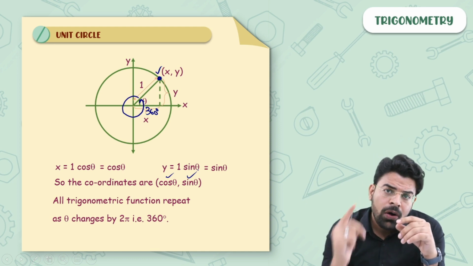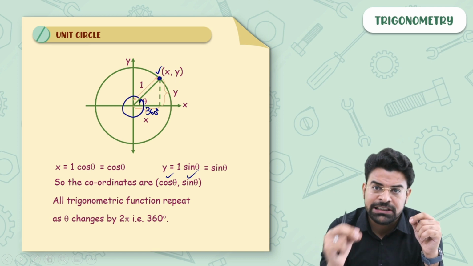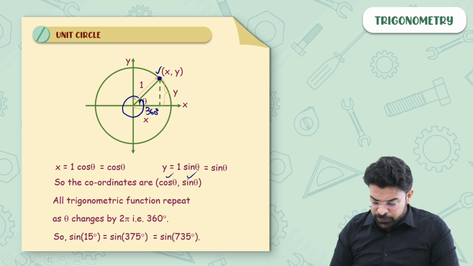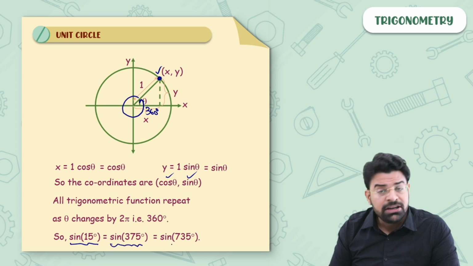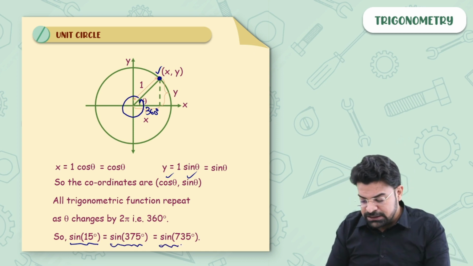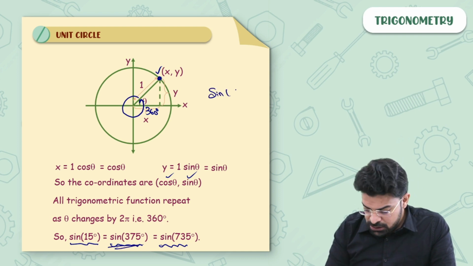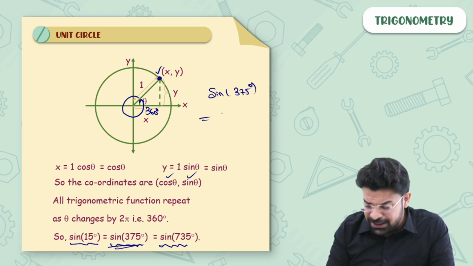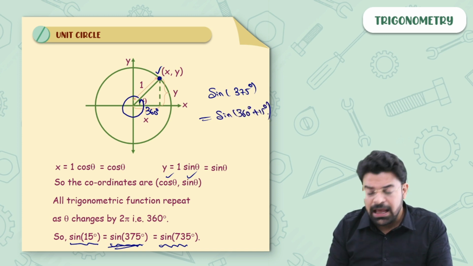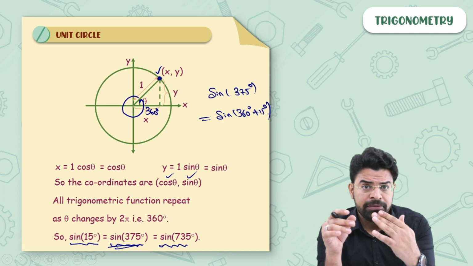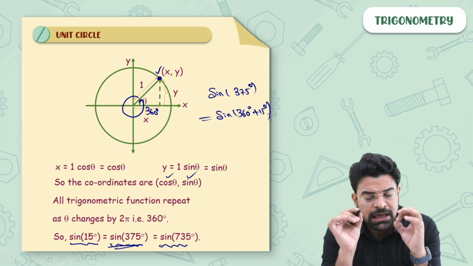That's why all trigonometric functions repeat themselves after an angle of 360 degrees. So from here, we can say that sine 15 degrees will have the same value as sine 375 degrees, and it will have the same value as sine 735 degrees. Because one can say that sine of 375 degrees is nothing but sine of 360 degrees plus 15 degrees, and as the angle changes by 360 degrees, you get back to the same point, and hence all the 6 trigonometric functions have the same value.